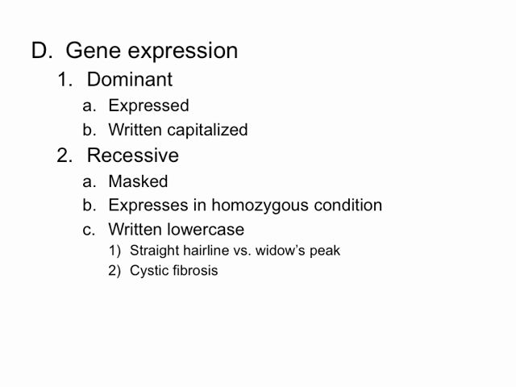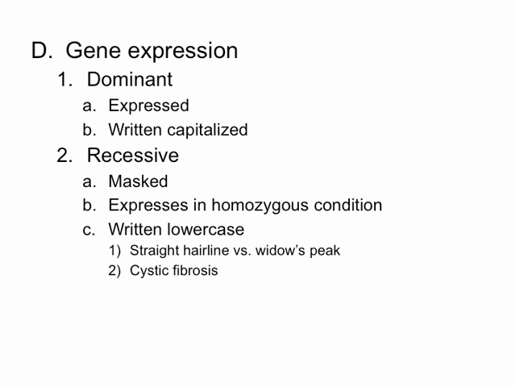This expresses only in the homozygous condition. So in the example that we just looked at, a homozygous recessive gene would be little a, little a. The recessive gene is in fact written in lowercase, and again, we can have a dominant versus a recessive, say in a straight hairline versus a widow's peak, or in other genetic situations like cystic fibrosis.